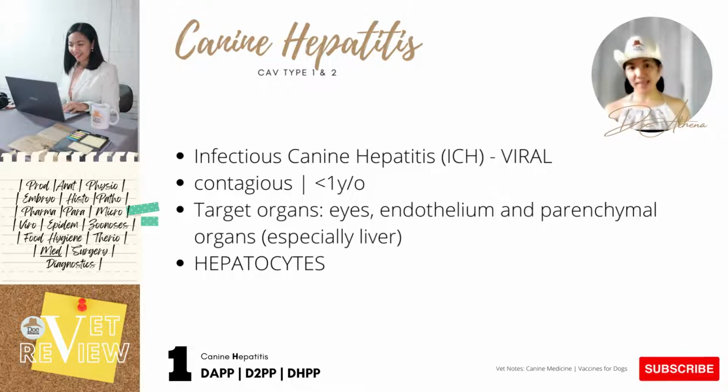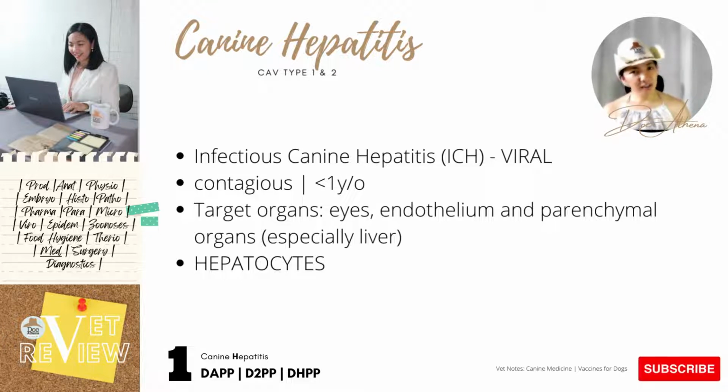Infectious canine hepatitis is a very contagious disease of carnivores, which has been reported worldwide, infecting young animals, usually less than a year old. So this virus targets the eyes, the endothelium, and many parenchymal organs, particularly the liver.